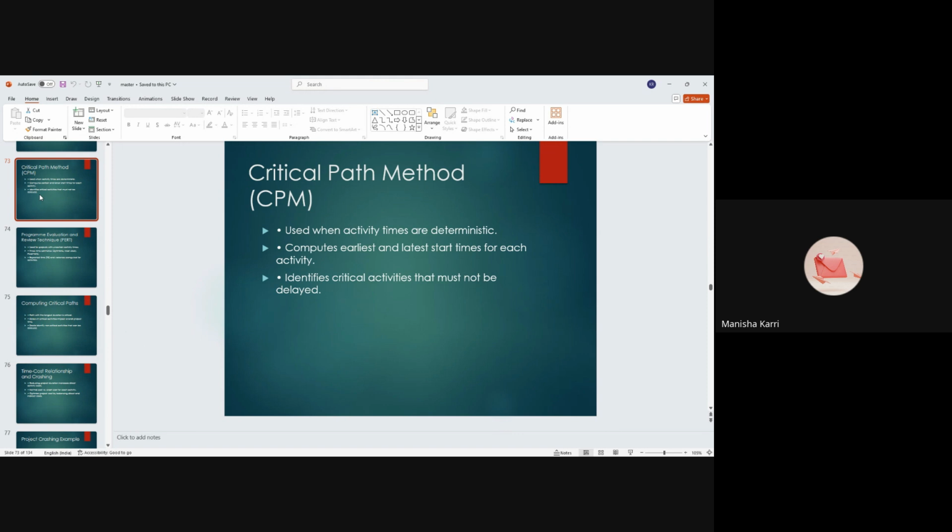And coming to latest finish, it is how late an activity can finish without affecting the subsequent tasks or other project deadlines. Generally, these times are calculated through a forward pass for earliest times and a backward pass for latest times through the network diagram.